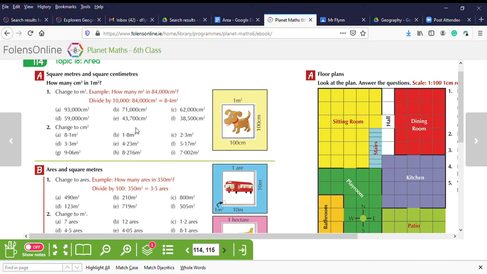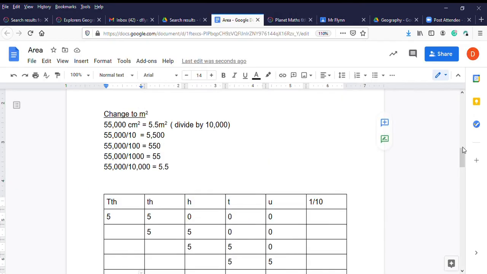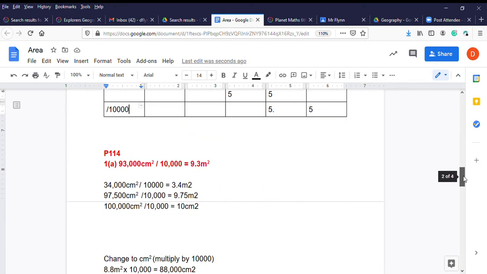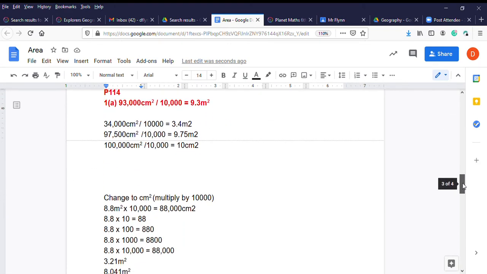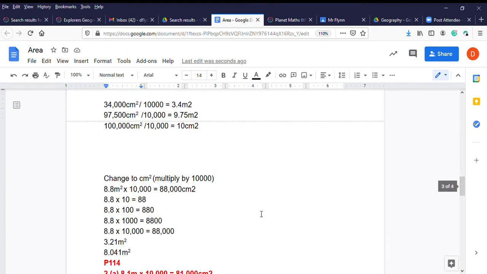Let's have a look briefly at question 2. Change to centimeters squared. So you now have to multiply these by 10,000. And I don't have a notation board for this, but we'll work through it pretty quickly. We have 8.8 multiplied by 10 here. And we're working in kind of the opposite way around now. So instead of moving numbers to the right, we're moving numbers to the left. And I'm going to draw a little notation board so you can see what I mean.